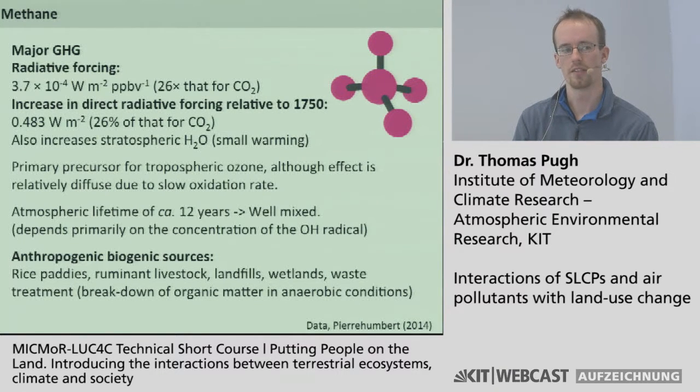Another thing that methane does is it's a primary precursor for tropospheric ozone concentrations. So it not only has a radiative forcing directly, but also through how it affects the concentrations of other gases. Having said this, its effect on ozone is relatively diffuse. It doesn't lead to particularly high ozone episodes because its reaction rate in the atmosphere is so slow, and it becomes well mixed from its sources before it's properly oxidized. The reason for that is that it has a lifetime of about 12 years, so you get very well mixed concentrations around the globe.